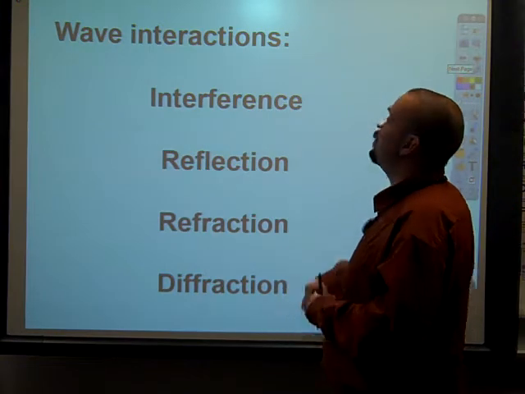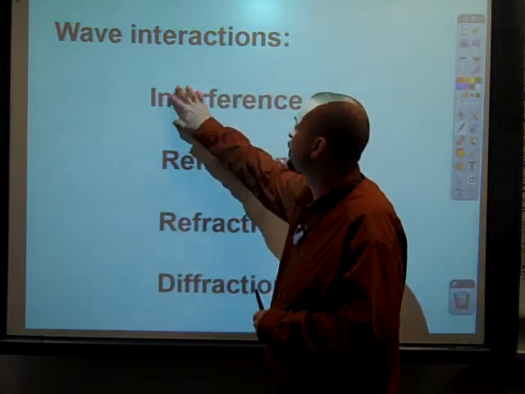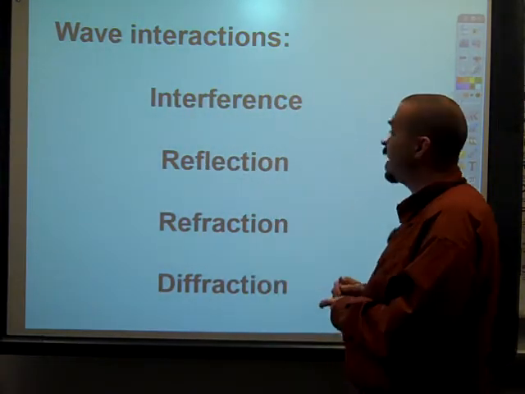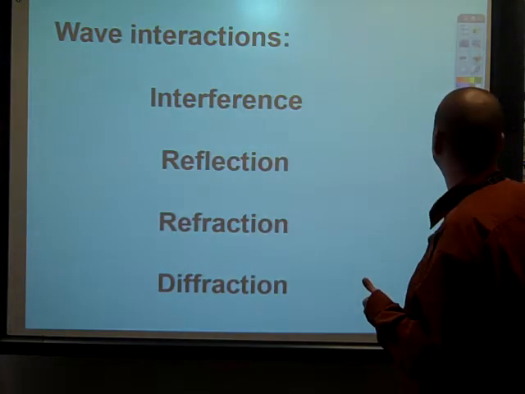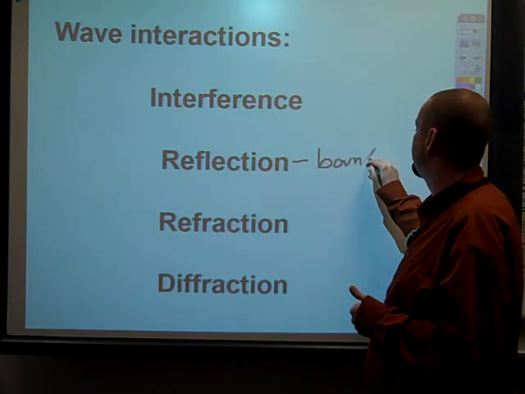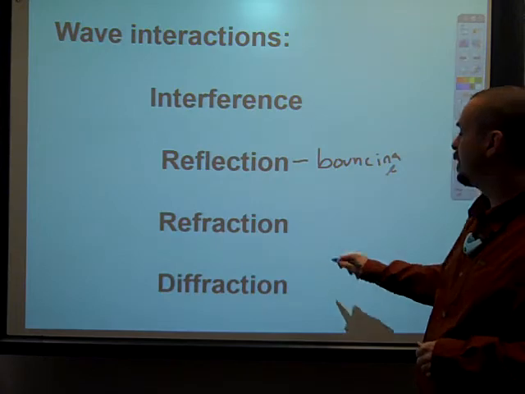As far as interactions go, interference, reflection, refraction, and diffraction. Interference is how they interact with each other. The last three are how they interact with barriers. Basically, reflection being bouncing. As the wave hits the barrier, it bounces off.